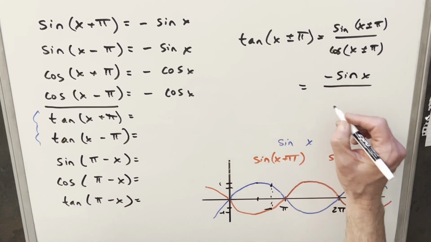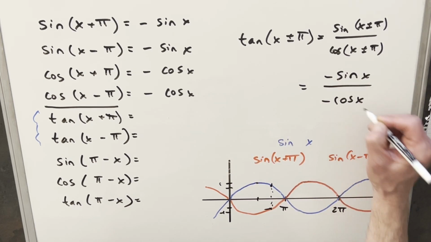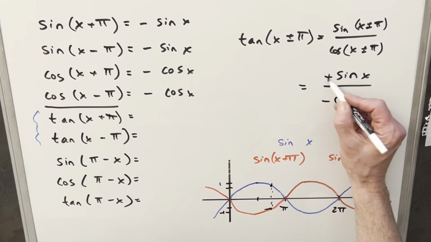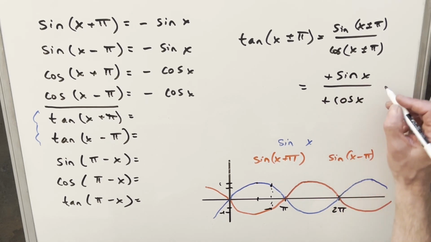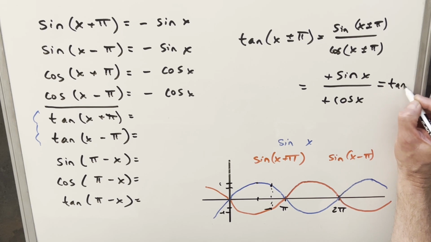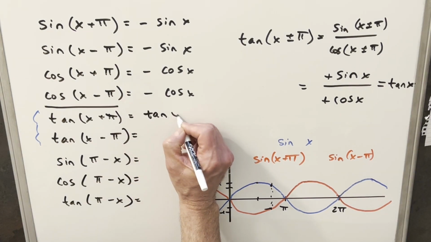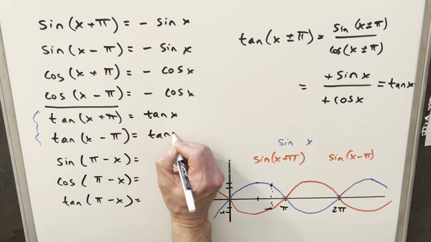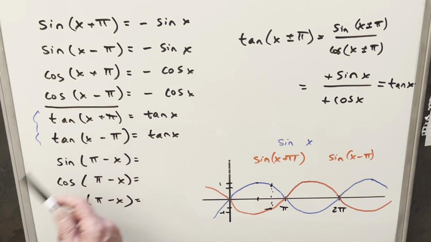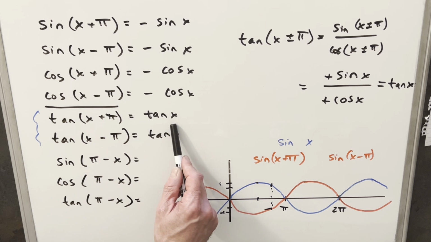And then for this one, we found it was minus cosine of x. But then the minus signs are just going to cancel. We have sine x over cosine x, but that's just tan of x. So for each of these values in our table here, I can just write this in as tan of x and tan of x. So it's interesting. You shift tangent by 180 degrees in either direction, you just get back tangent.